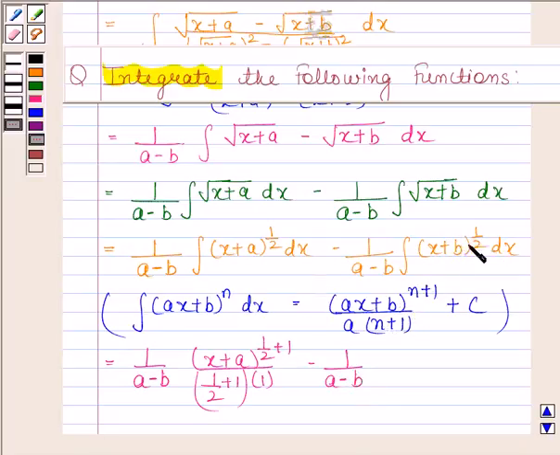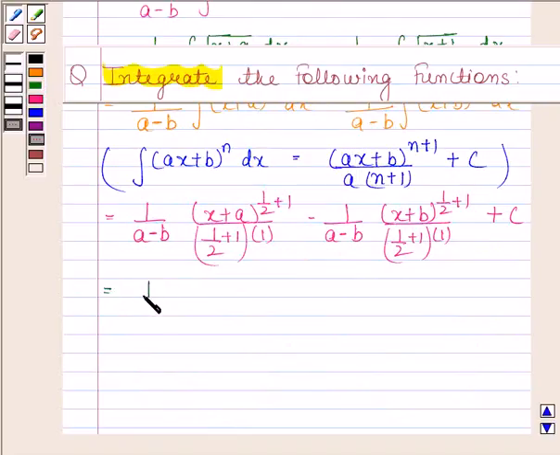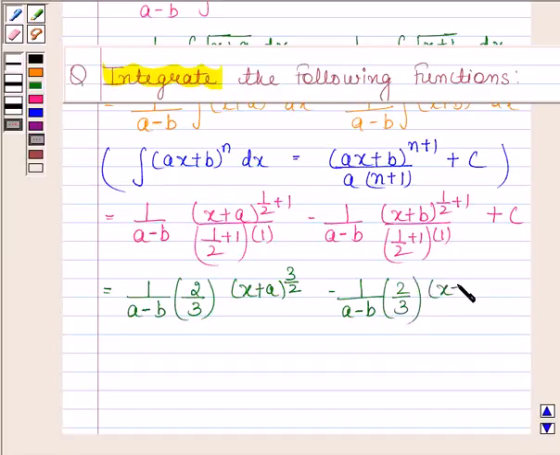Again using this formula, integral of x plus b to the power 1 by 2 is x plus b to the power 1 by 2 plus 1 by 1 by 2 plus 1 into derivative of x, that is 1, plus c. This is equal to 1 by a minus b into 2 by 3 into x plus a to the power 3 by 2 minus 1 by a minus b into 2 by 3 into x plus b to the power 3 by 2 plus c.